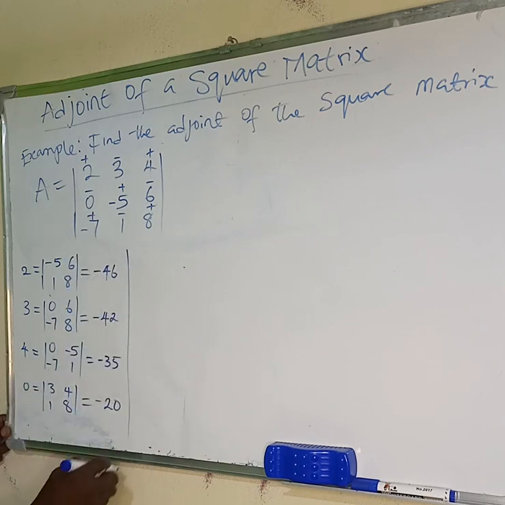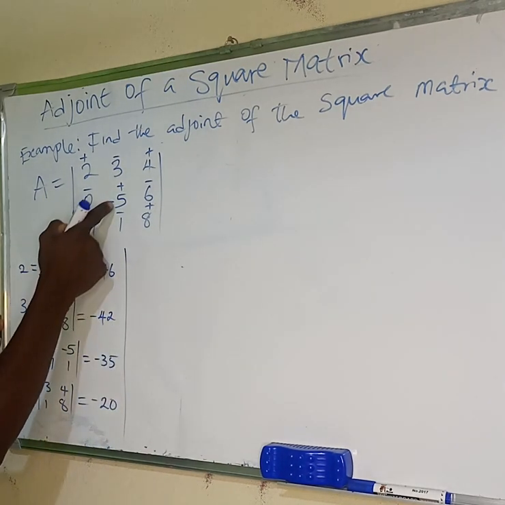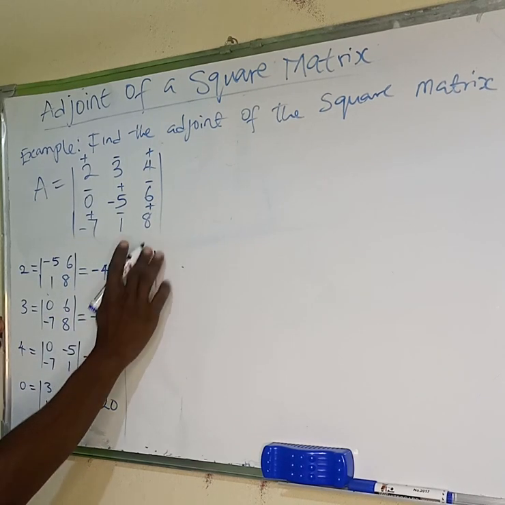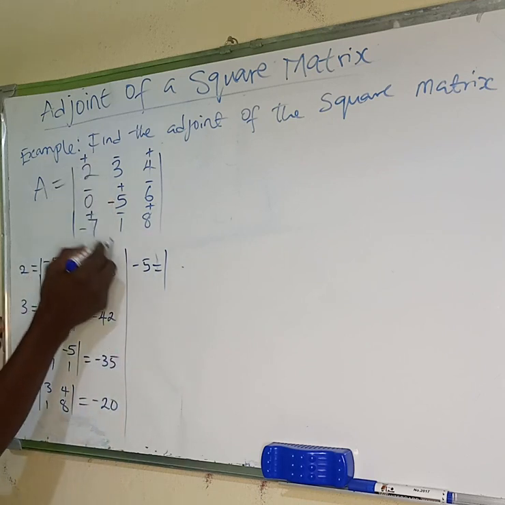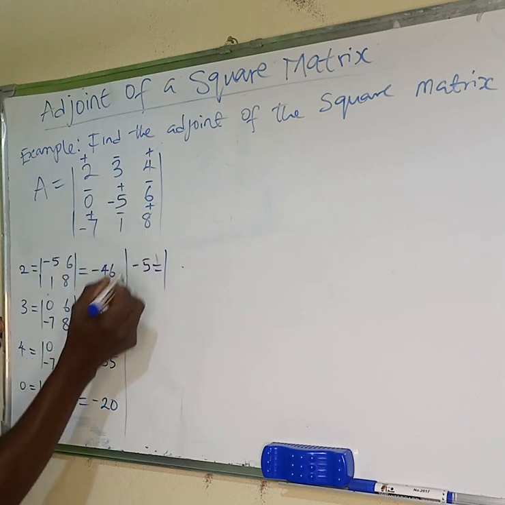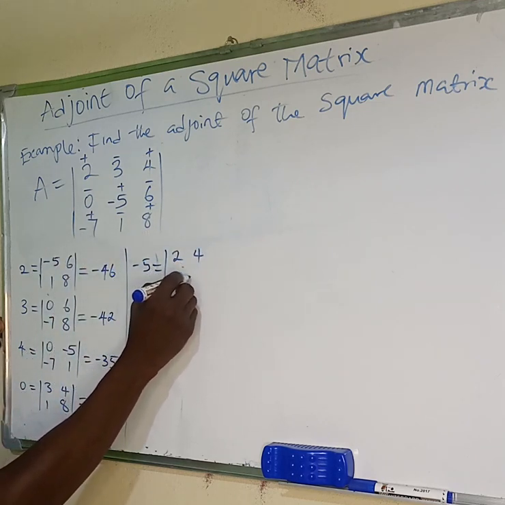I'm going to draw a line for board management. So the next one is negative 5. If we bring out negative 5, and eliminate all the numbers in the same column and in the same row, we are going to have 2, 4, negative 7, and 8.